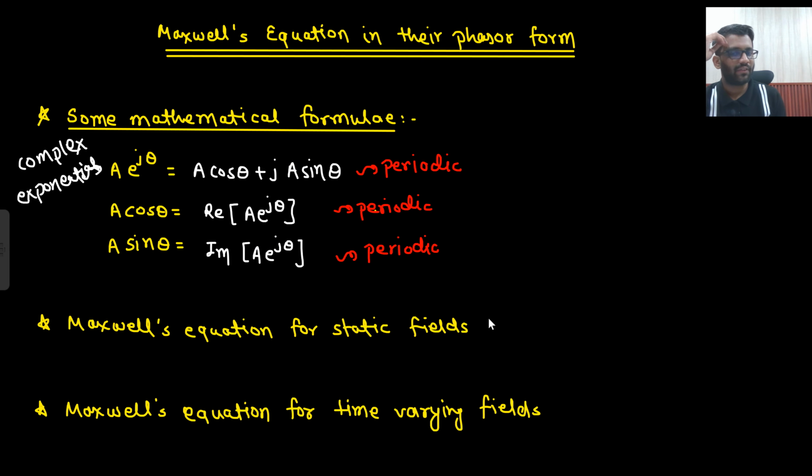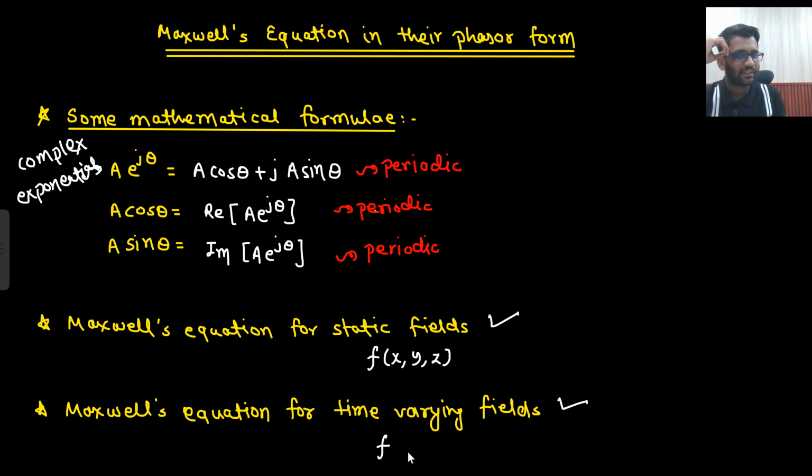Maxwell's equation in static field, have we studied? Yes. Maxwell's equation for time varying field, have we studied? Yes. What do you mean by static? That it is a function of space only, right? This is what you mean by static. What do you mean by time varying? So when we were studying it, what did I say? That it is a function of time.